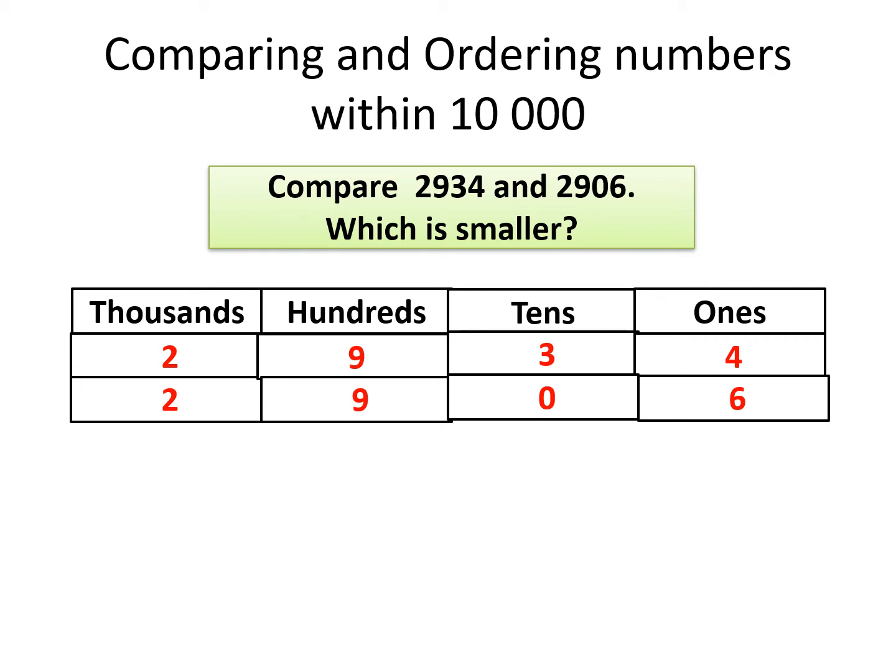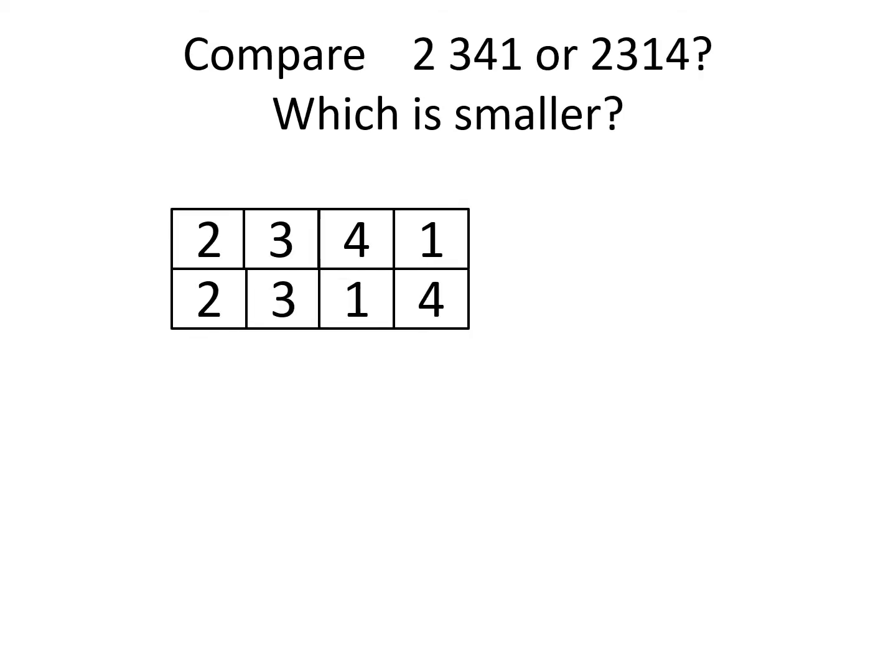So now you have the answer. The smaller number is definitely 2906 because at the tens is already smaller than the 2,934. Alright, so your answer is 2,906 is smaller than 2,934. Okay, understand? Okay, I'll show you some more exercise to do.